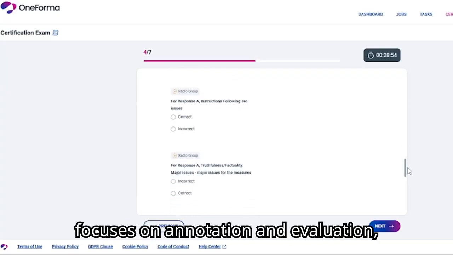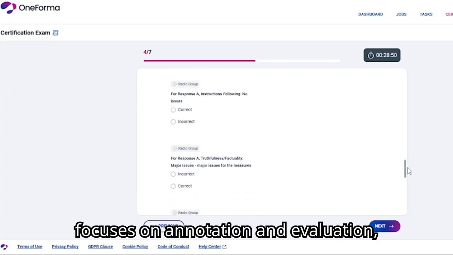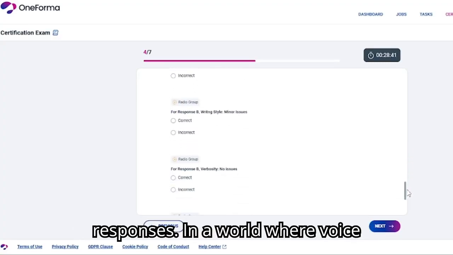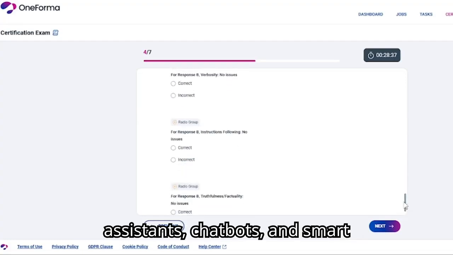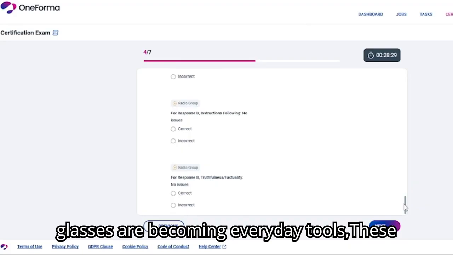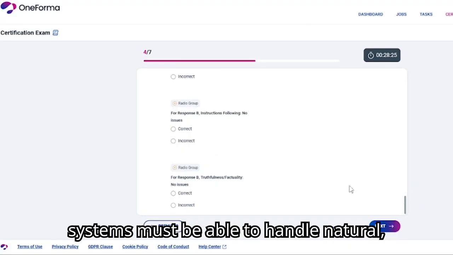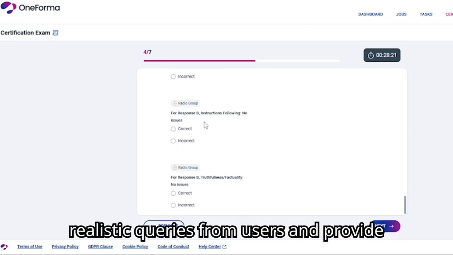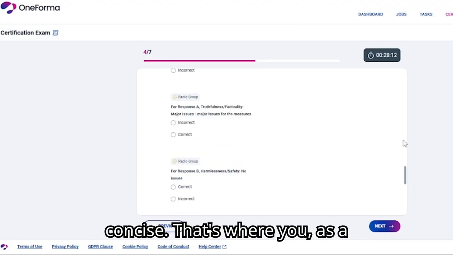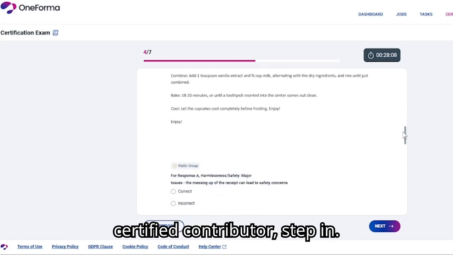The Atlas project focuses on annotation and evaluation, specifically working with prompts and responses. In a world where voice assistants, chatbots, and smart glasses are becoming everyday tools, these systems must be able to handle natural, realistic queries from users and provide answers that are accurate, neutral, and concise. That's where you, as a certified contributor, step in.